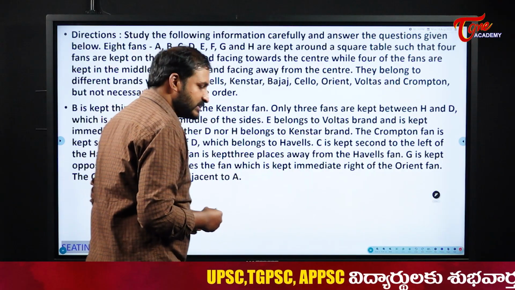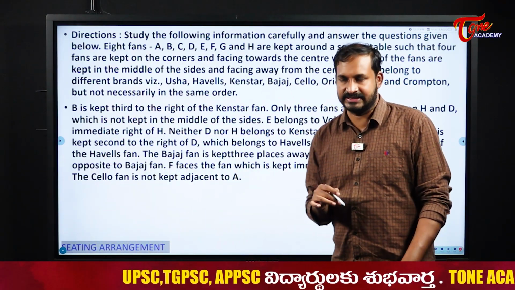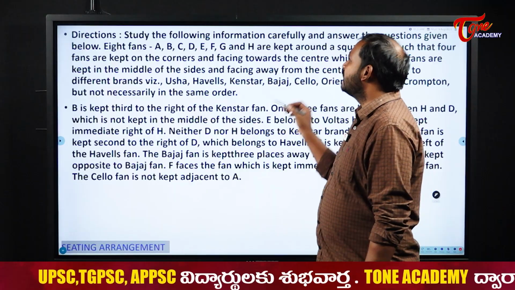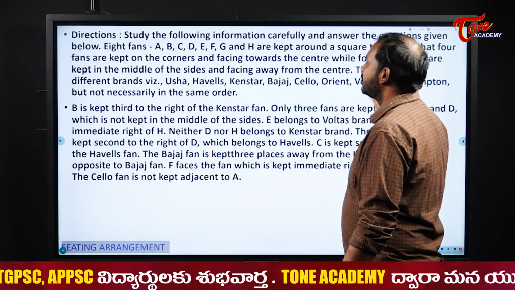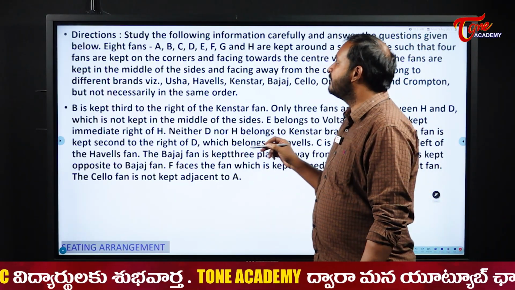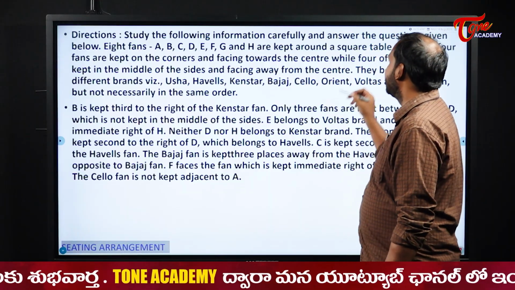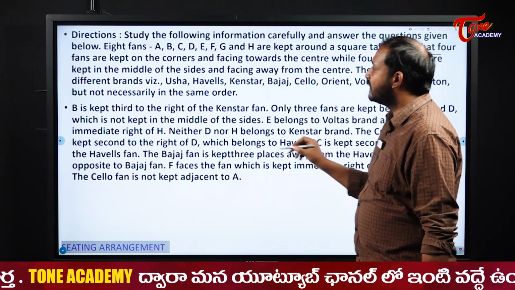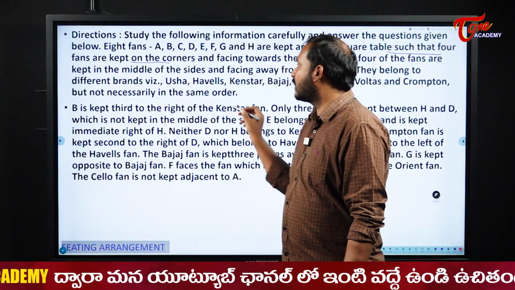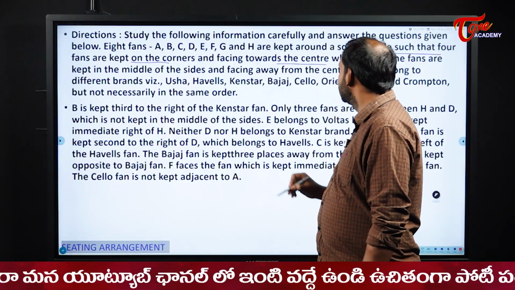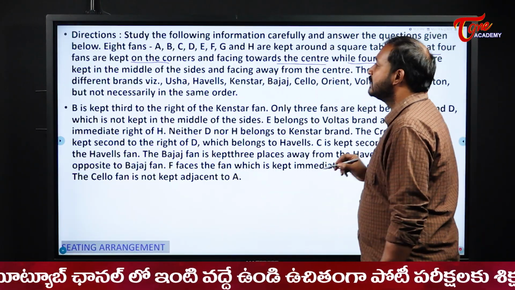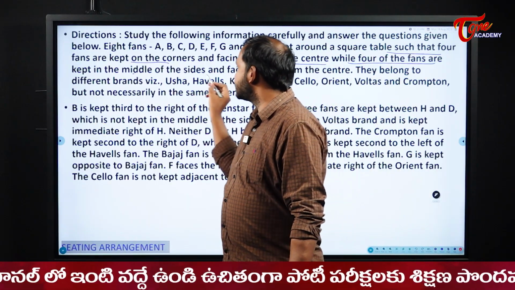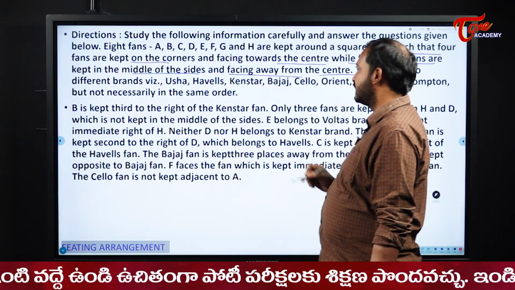Now we will see a question. Directly we will move to the question, students, because we already discussed the basics. Study the following information carefully and answer the questions given below. 8 fans A, B, C, D, E, F, G, H are kept around a square table such that 4 fans are kept on the corners and facing towards the center, while 4 fans are kept in the middle of the sides and are facing away from the center.